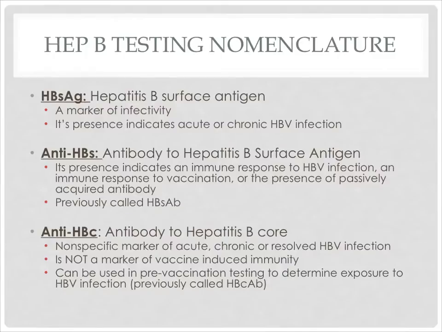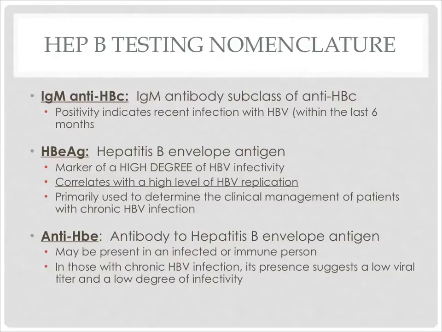The last point here is the antibody to hepatitis B core. This is a non-specific marker of either acute or chronic Hep B infection, but the important point here is that it is not a marker of vaccine-induced immunity. So if they have the core antibody, it means they've had the hepatitis B infection. They don't have immunity or evidence that it was from the vaccine. It's that they've actually had the virus itself.